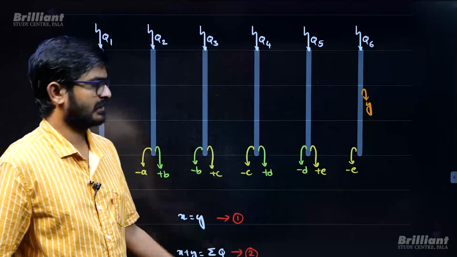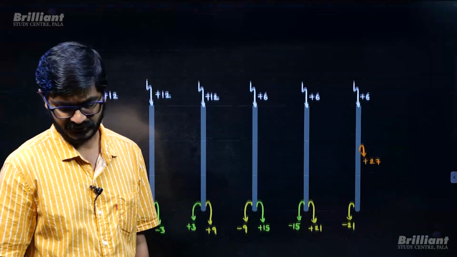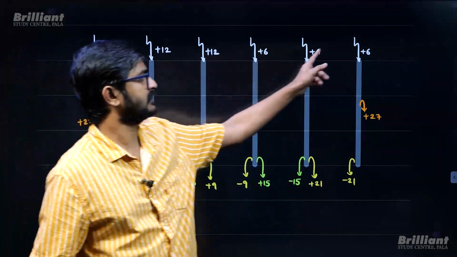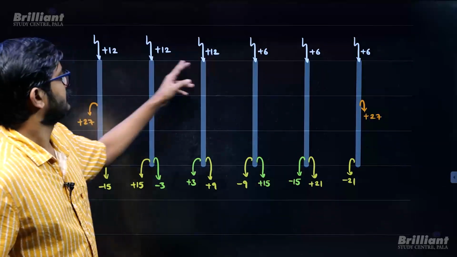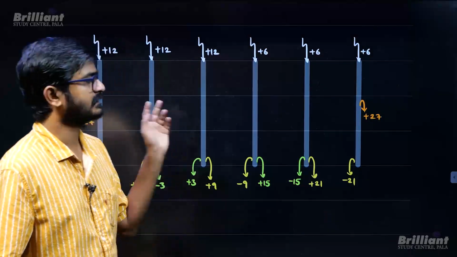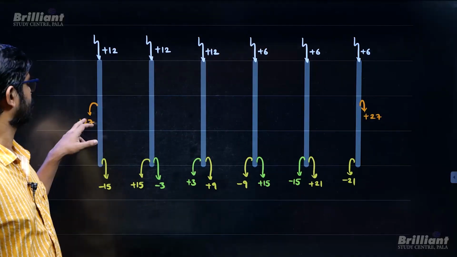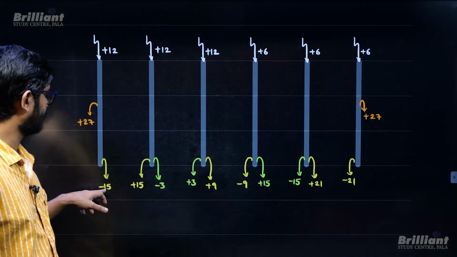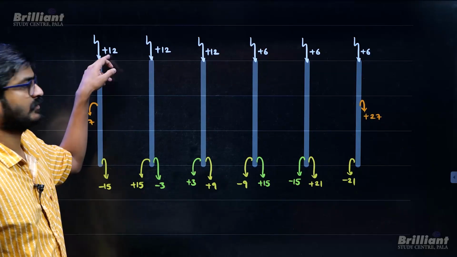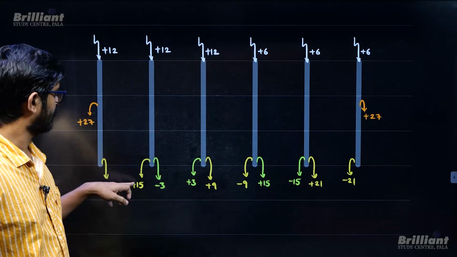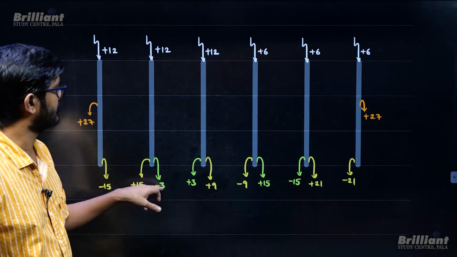Now again, with numbers it looks much better, so let me show you with numbers. So if these charges are 12, 12, 12, 6, 6, 6, then 36 plus 18 is 54. Total charge is 54, so outside charges will be half of 54, 27 and 27. So let me start from here. If this is 27, this has to be minus 15 such that the total will be 12. If this is minus 15, this will be plus 15, I can show you by Gauss law. If this is plus 15, this will be minus 3, so that the total will be 12.